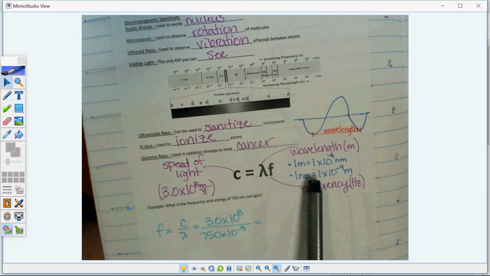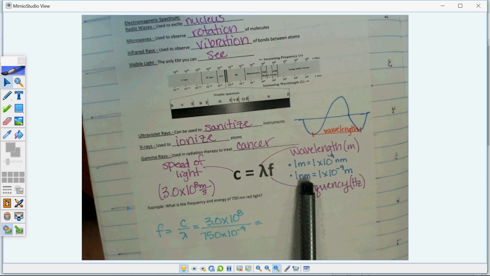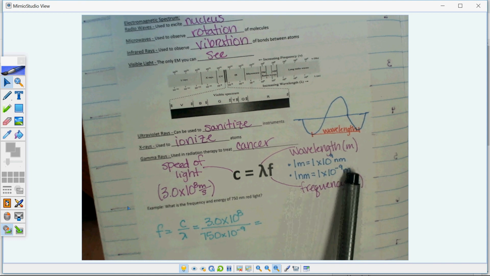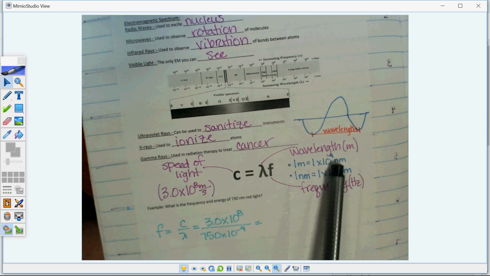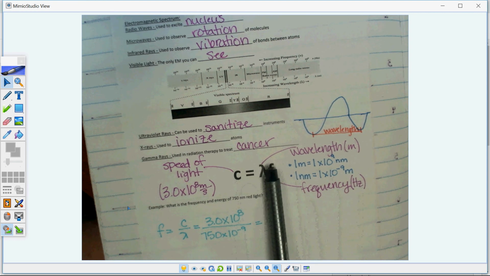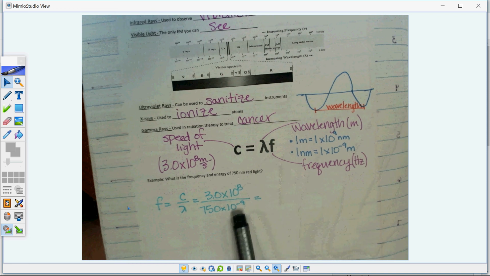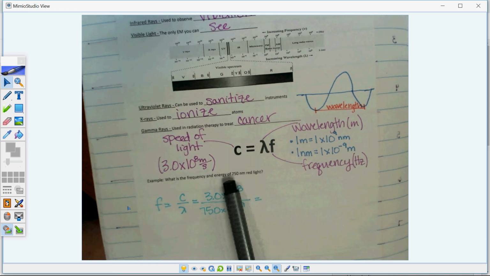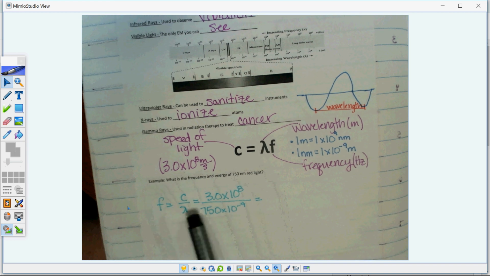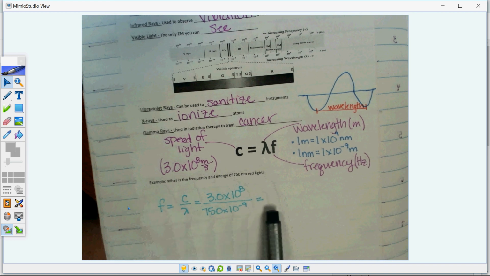It is very common for our wavelengths to be given to us in nanometers. A nanometer is 1 × 10⁻⁹ meter. You'll have to make those conversions because you cannot plug nanometers into this equation. It has to be meters. So here's an example. What is the frequency and energy of 750 nanometer red light? I've only done the frequency portion here, but I'll do the energy for you as well.